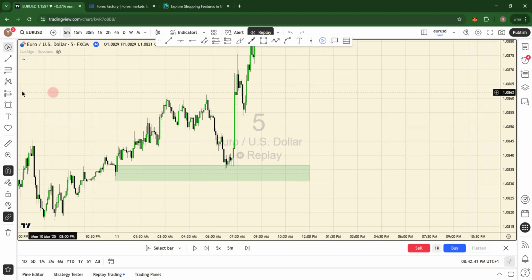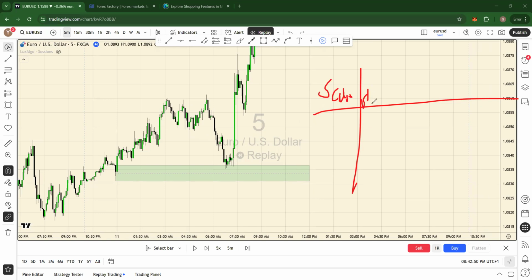I mentioned the last time that we have what? We have scalpers. We have short-term traders. Sorry, we have day traders and we have short-term traders. We have swing traders and we have institutional position traders.